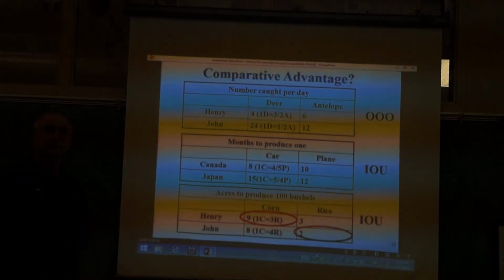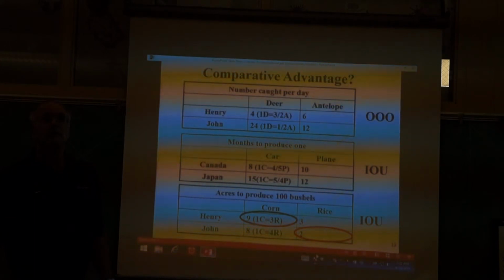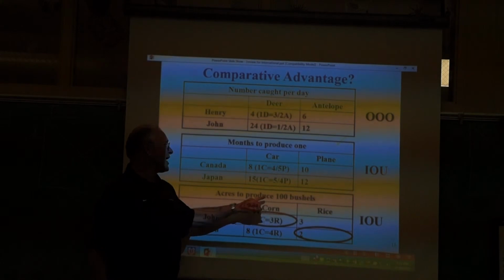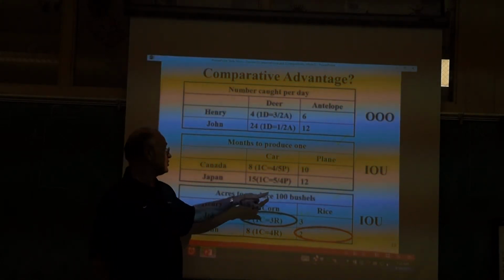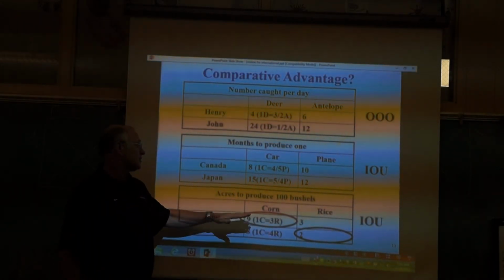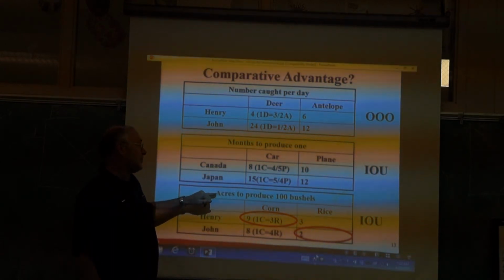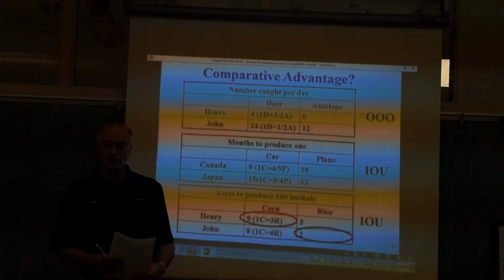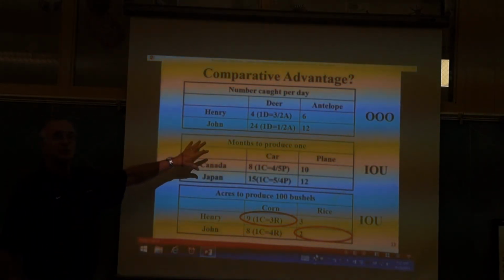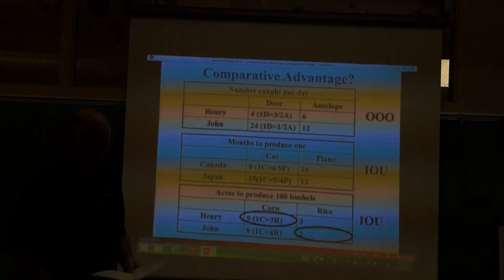Can you explain why the third one is an input again? Oh, because you're not seeing who could make the most bushels. You're seeing what it takes to get 100 bushels. So it's not an output, which would be how many bushels you could make. It's an input, how many acres it takes to make that. So usually you see hours. When you see time or acres, that's usually the input. Okay?